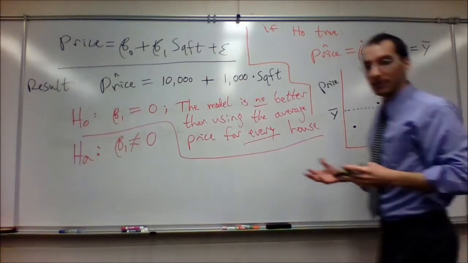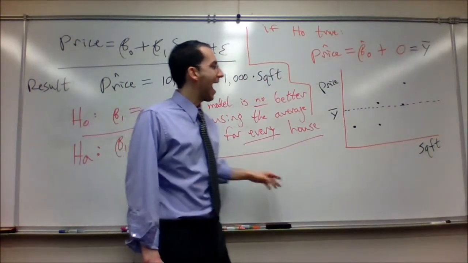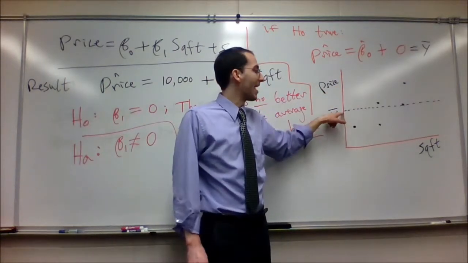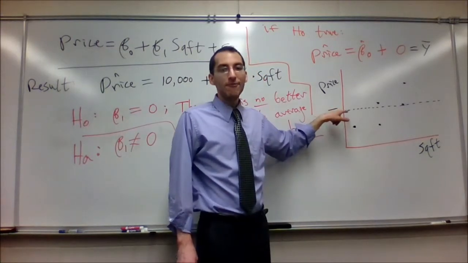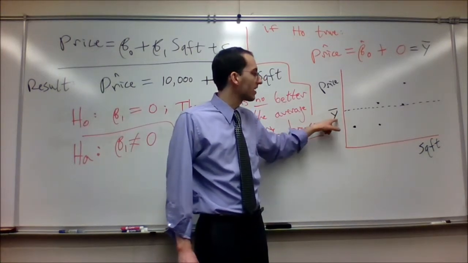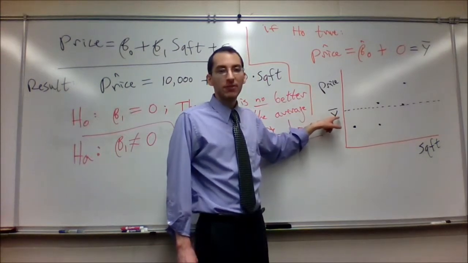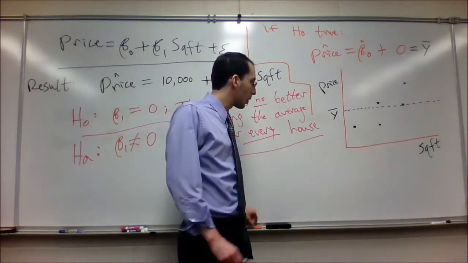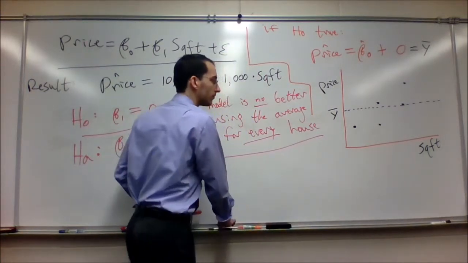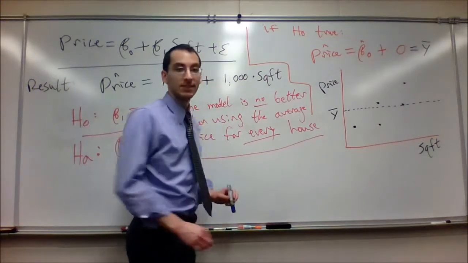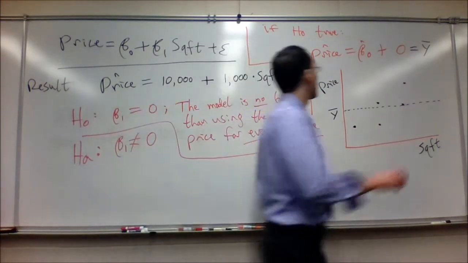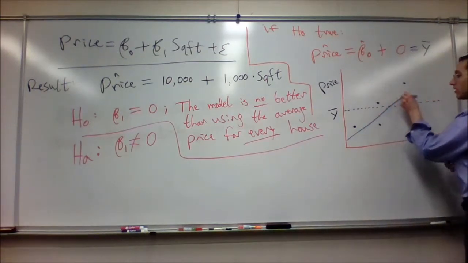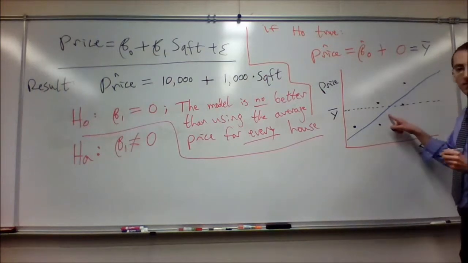So what our model does is says, hey, I'm going to say that the slope coefficient is not equal to 0, and that actually I have a model that's better than just saying the average price for every house is going to be this one value. Instead, I'm going to say that beta 1 is not 0, and that I'm actually going to have some slope here.